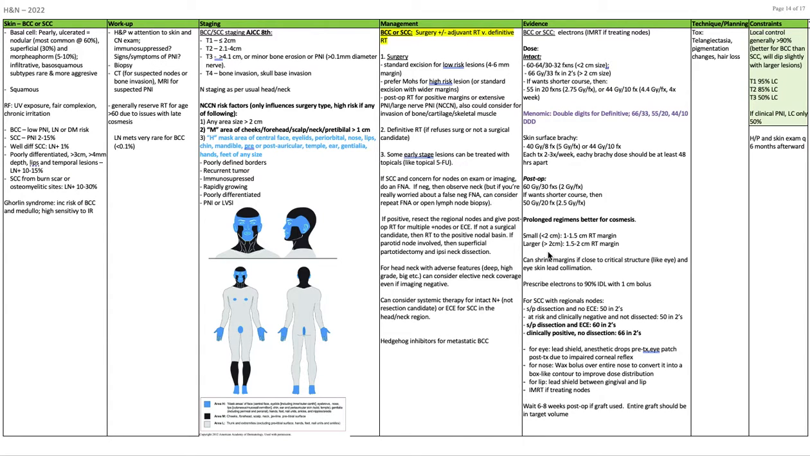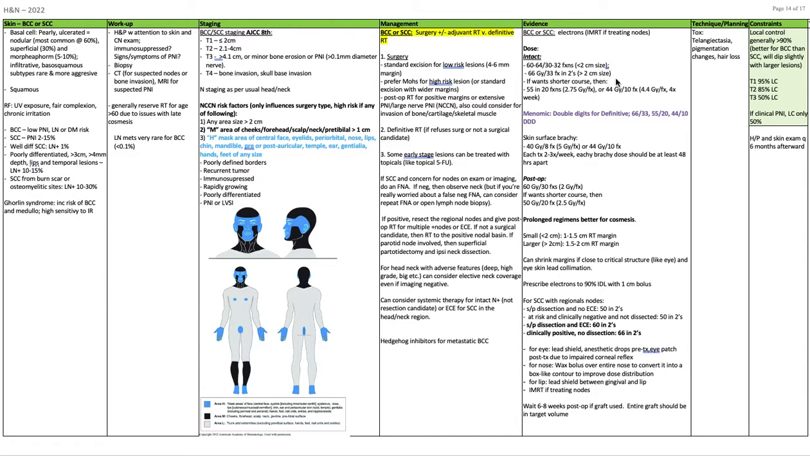Hedgehog inhibitors for metastatic basal cell. For basal cell or squamous cell, use electrons, but do IMRT if treating nodes. The dose for intact lesions is going to be 60 to 64 gray in 30 to 32 fractions. If they're less than 2 centimeters in size, just remember 60 and 30, and then bump it up by 2 fractions to get to 64 in 32. 66 in 33 fractions if it's greater than 2 centimeters in size.